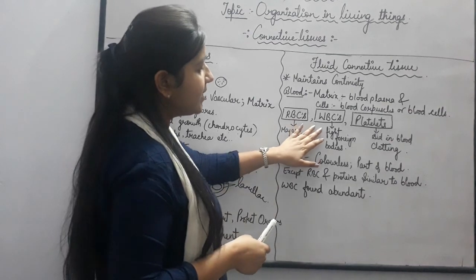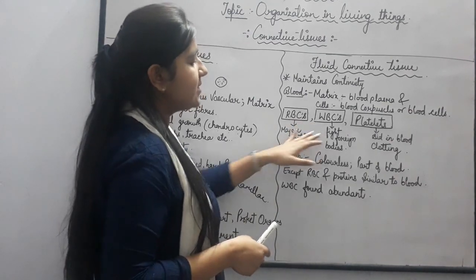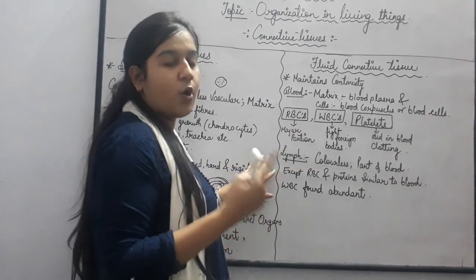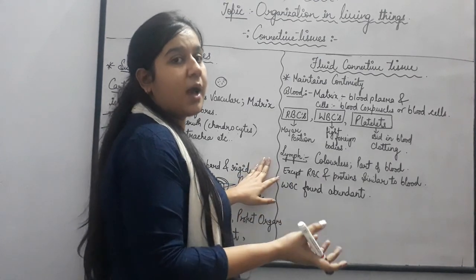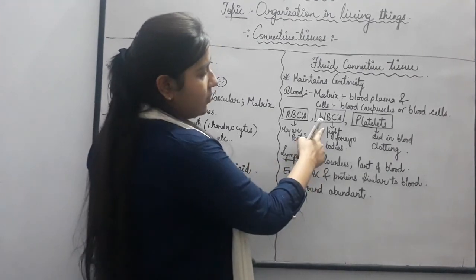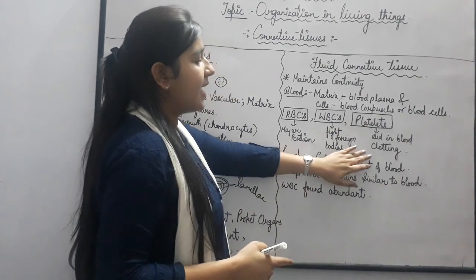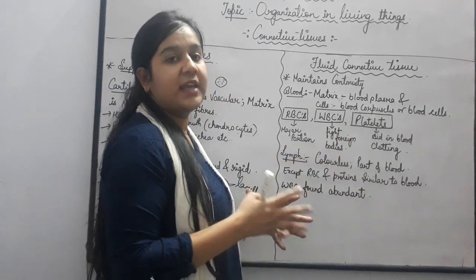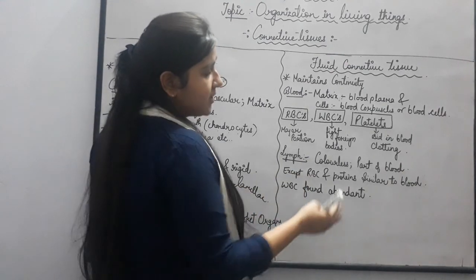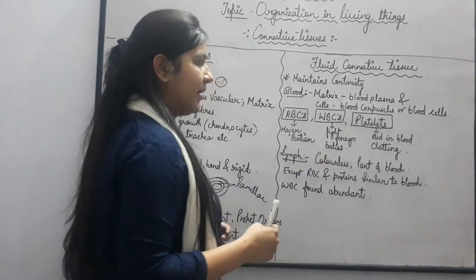Next, the WBCs, these white blood cells, fight against foreign bodies. Any foreign substance that comes inside our body, they fight against it. And next are blood platelets. These platelets aid in blood clotting. When we get an injury, the blood clots because of these platelets.